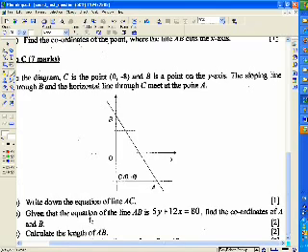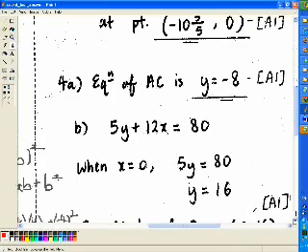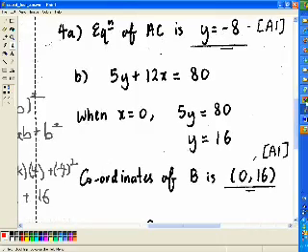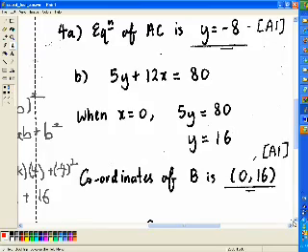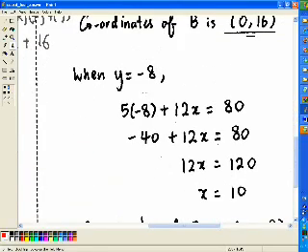Then part B says that given that the equation of the line AB is 5y plus 12x equals to 80, find the coordinates of A and B. Okay, remember what I said earlier? We know that at A, y is equals to -8. So we can put y equals to -8 into the equation.